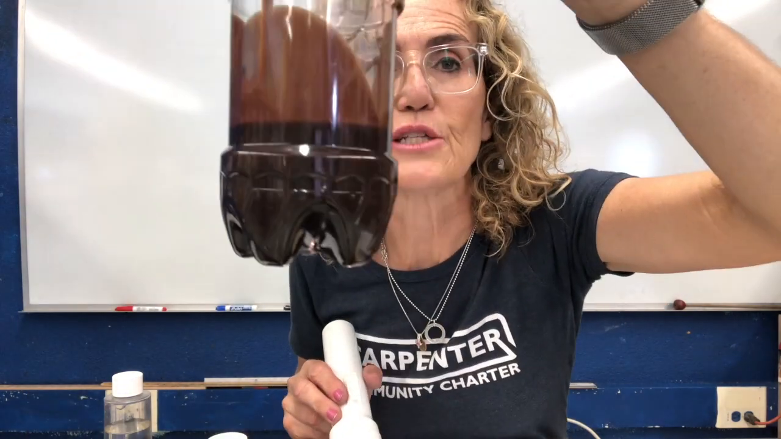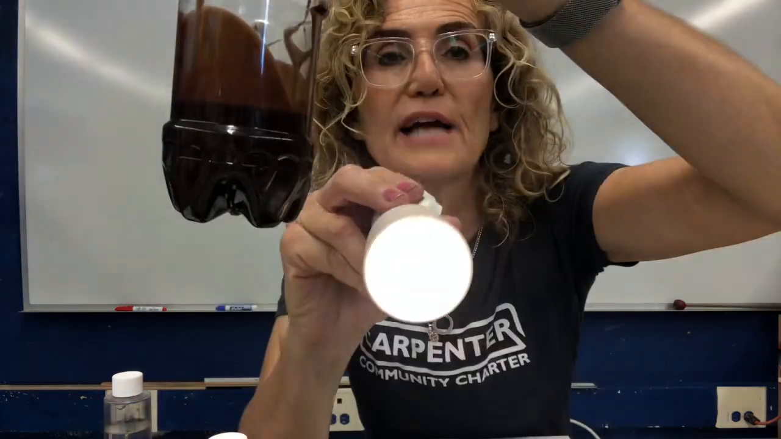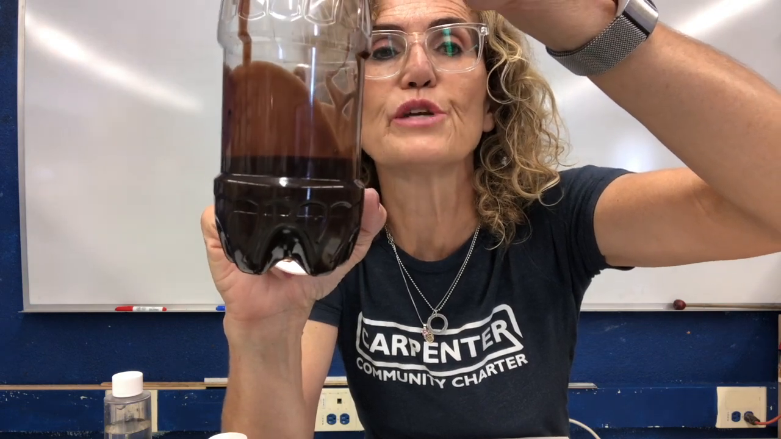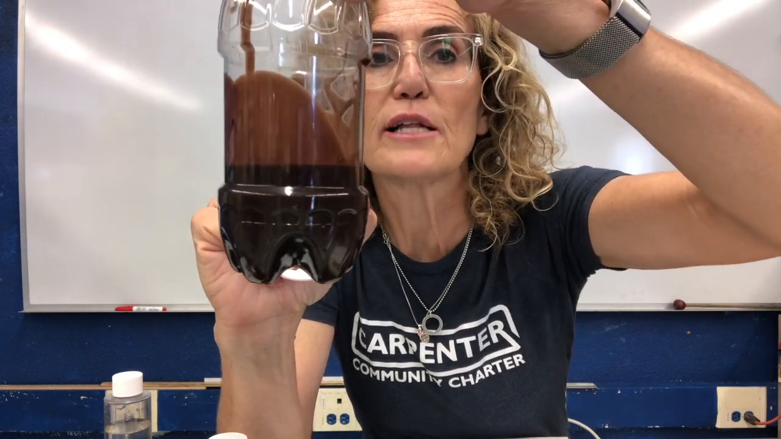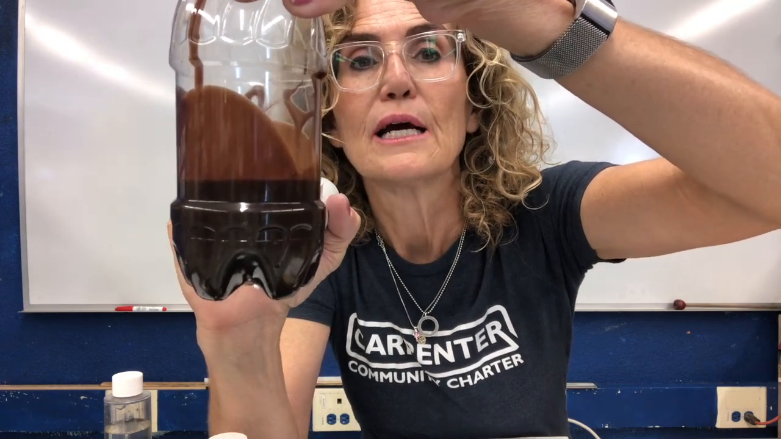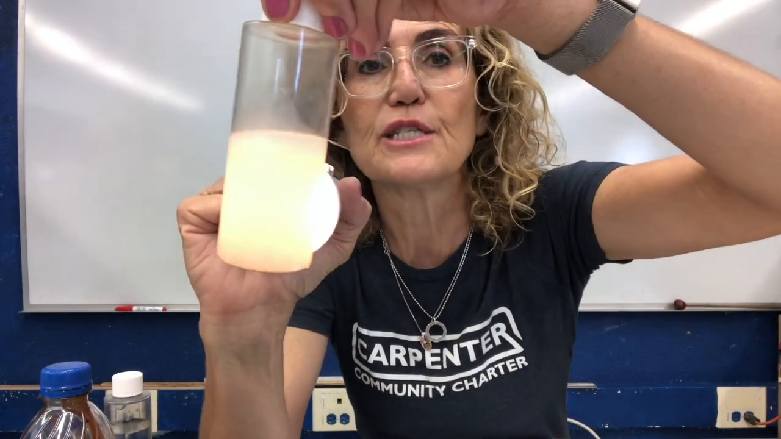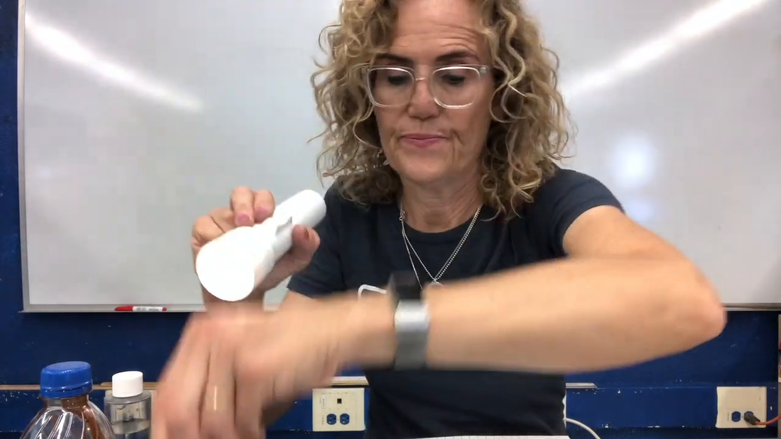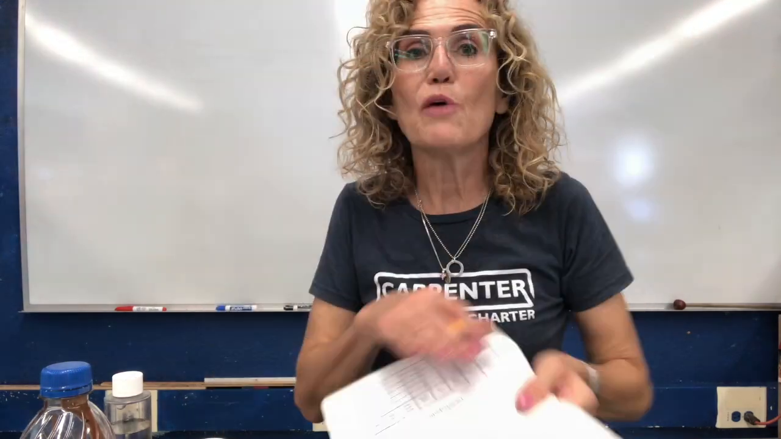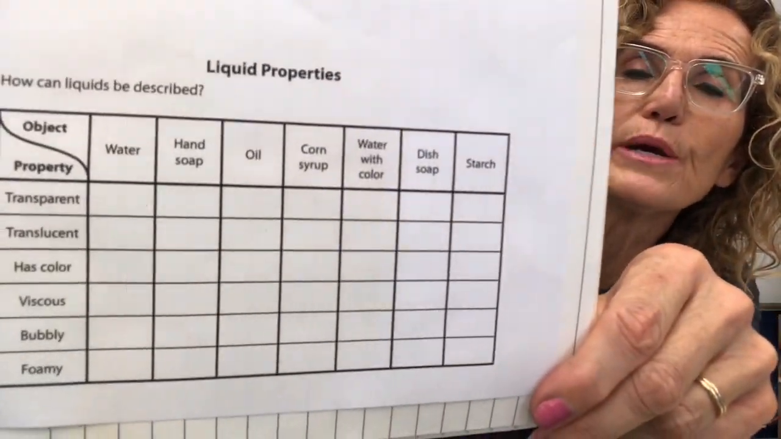This is chocolate sauce. The flashlight is on, but no light is going through the chocolate sauce. The chocolate sauce is opaque. So this is opaque. This is translucent. And this is transparent.